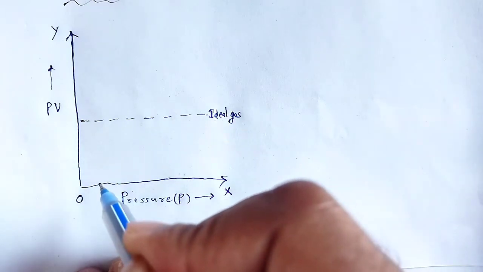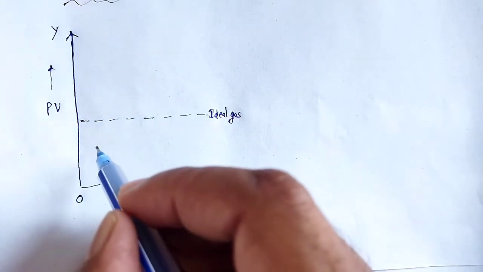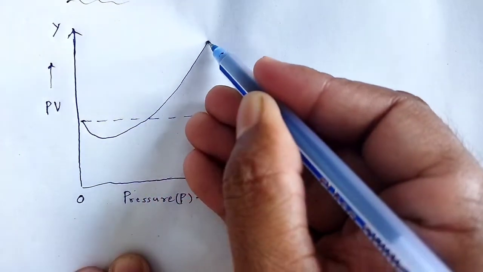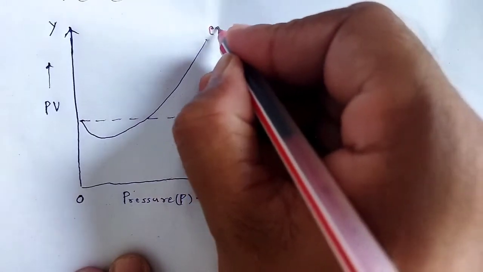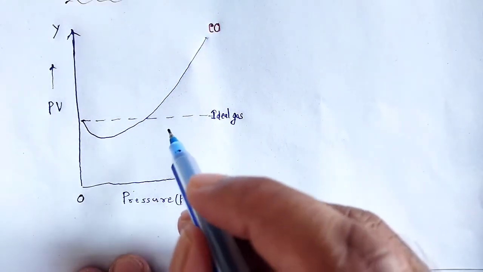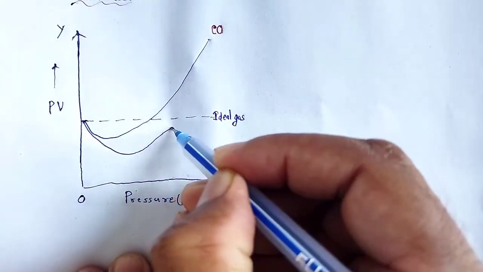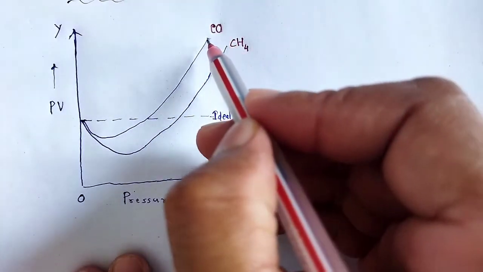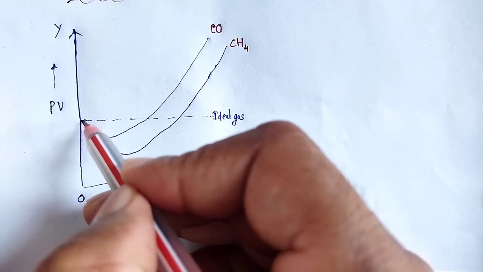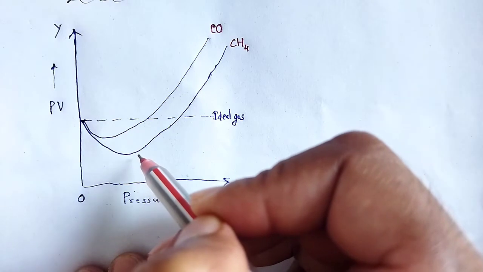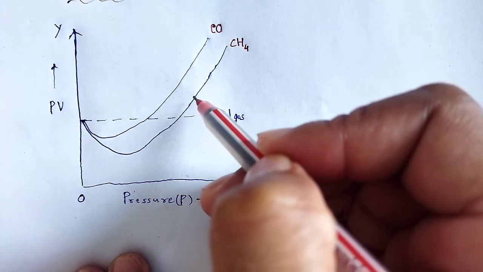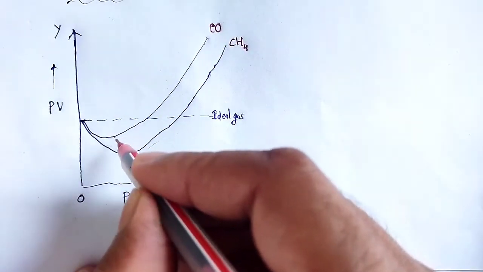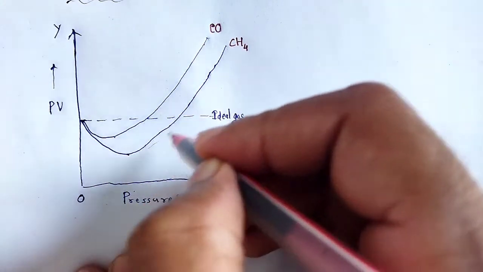However, for gases like carbon monoxide and methane, the graph for carbon monoxide, CO, and for methane, CH4, looks like this. Initially at low pressure PV decreases with the increase of pressure, and after attaining a critical value, the product PV gradually increases as pressure increases.